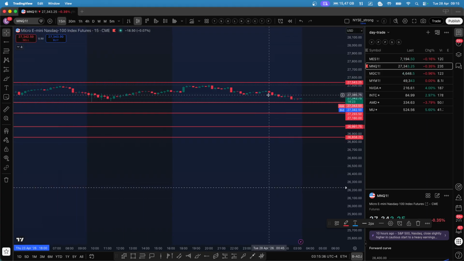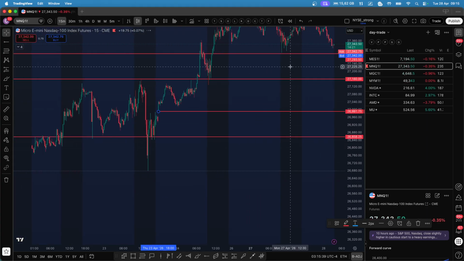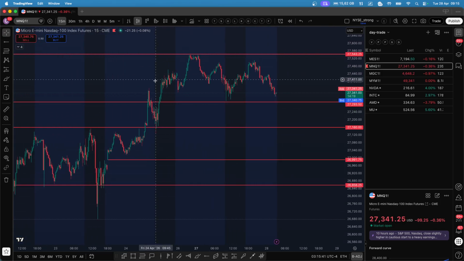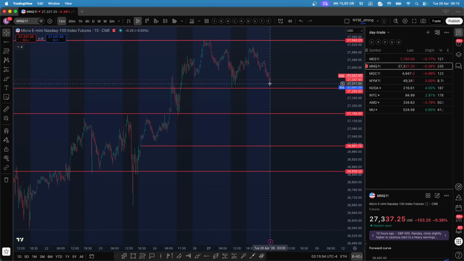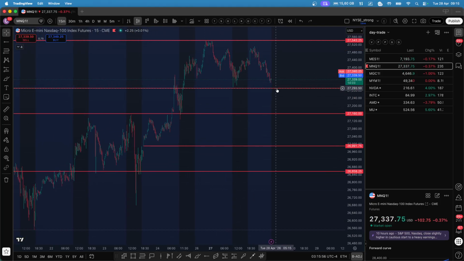Let's switch towards the 15-minute time frame now. So on the 15-minute, we had a breakout. Then we are just chopping around between 27,500 and 27,200. So one of the bear case scenarios is shorting below this level, which is the previous day low, 27,290, for the target of 27,150. So this is one of my short ideas.